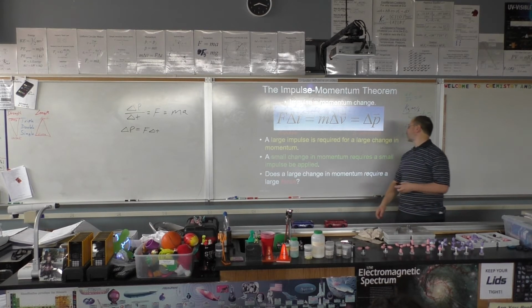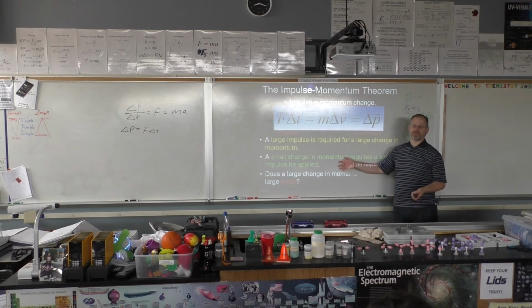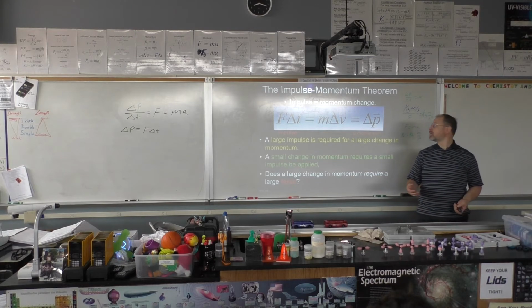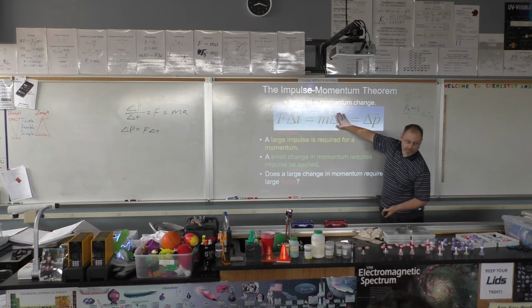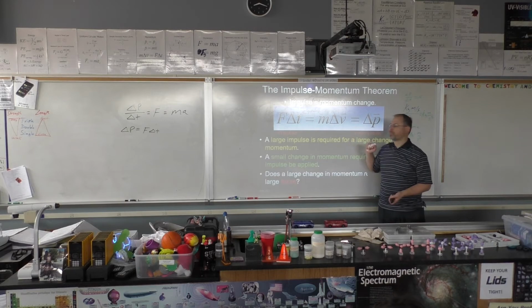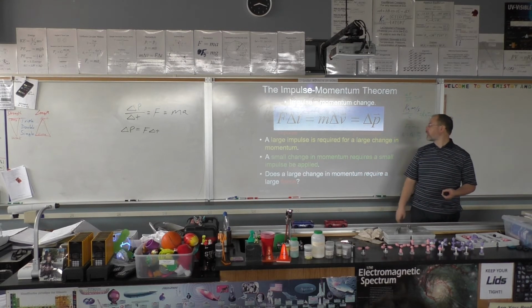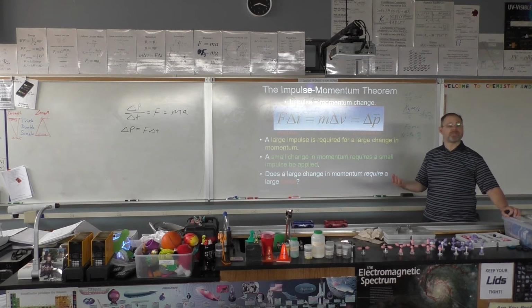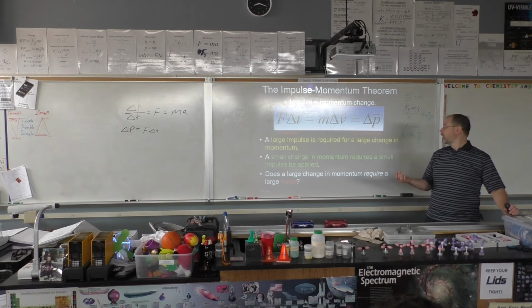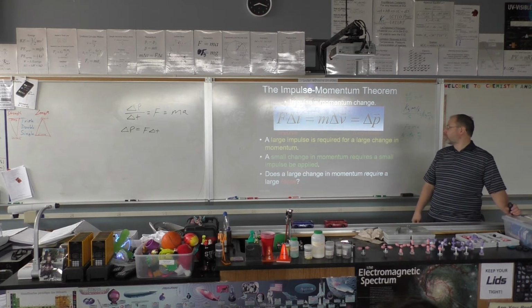A large impulse is required for a large change in momentum. You don't need to write this down, but just pay attention. You need to write the impulse momentum theorem. That's definitely very important. It's on your formula sheet too. So a large impulse is required for a very large change in momentum, which should make sense, right? And a small change in momentum requires a small impulse.